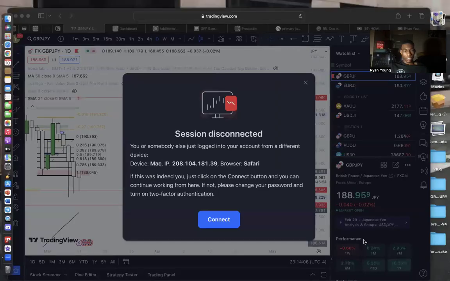Really just looking at like three or four pairs. I trade a total of six, but you know, some of them don't look too good for me right now. So I'm just gonna really just be going over like three or four pairs right now. So real quick, I'm just gonna share my screen and yeah, we're just gonna get right into it.